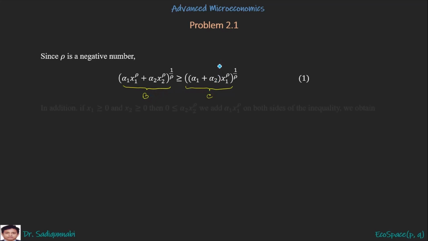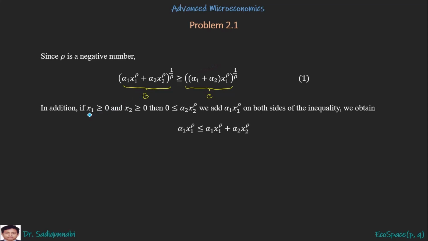And when x1 and x2 are both positive, we can say that alpha 2 x2 to the power rho is also positive. If we add alpha 1 x1 to the power rho to both sides of the inequality, we obtain this one. So we obtain this one from this, by adding this one to both sides.